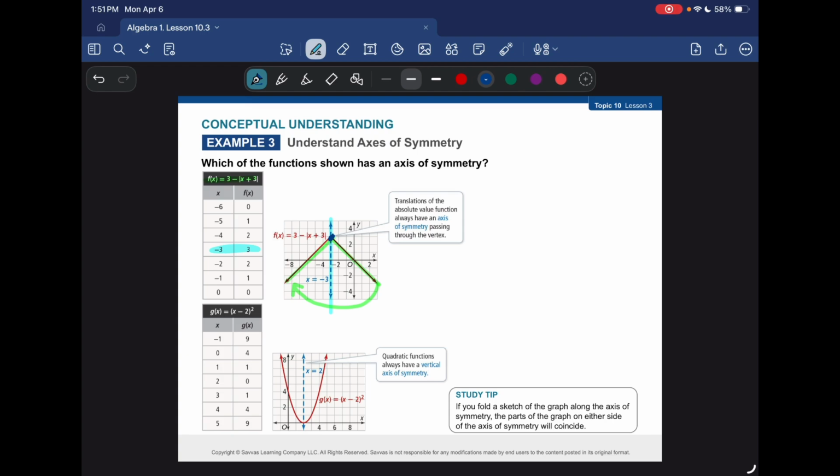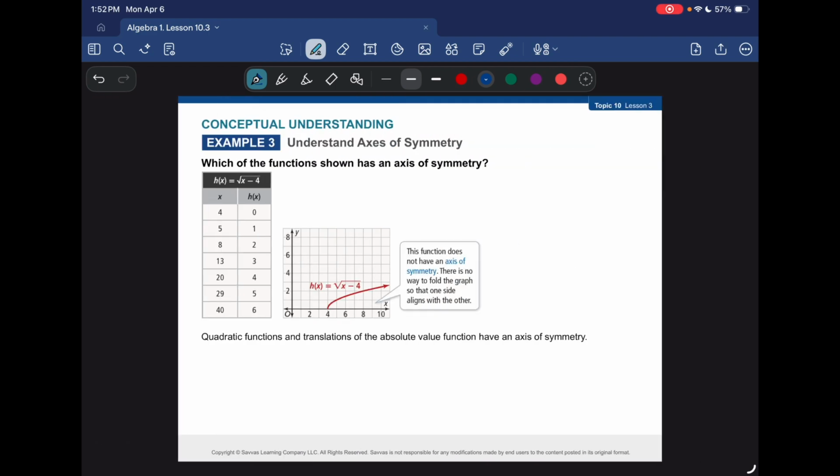For g of x, it is quadratic. Here's the graph. We can see that it does have a point where it changes direction right there. And so there is a line of symmetry or axis of symmetry at that x value where x equals 2. Okay, so just think of the axis of symmetry like you can fold the paper in half and the two sides of the graph will match up.